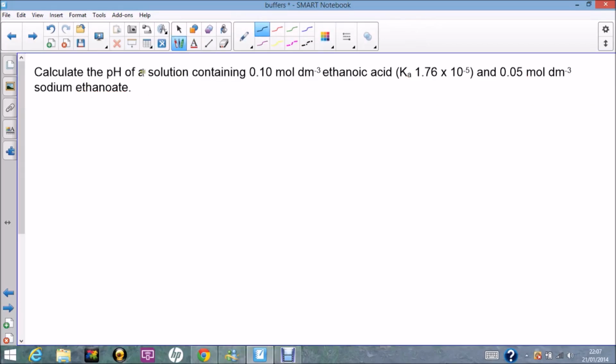So in this example we've got a solution containing ethanoic acid and sodium ethanoate. Have a think about which of the equations you're going to use. Pause the video and have a go at it now. Okay, I'm going to go through the answer. So we've got a solution containing ethanoic acid, which we can see is a weak acid because we've got a Ka value. So you might be initially thinking the weak acid calculation. However, we've also got sodium ethanoate. So that would be this.